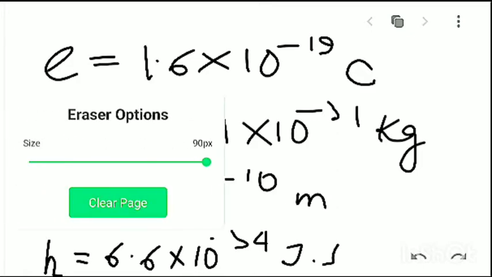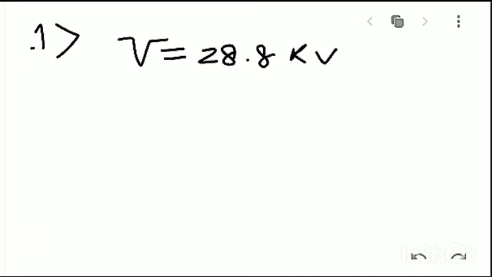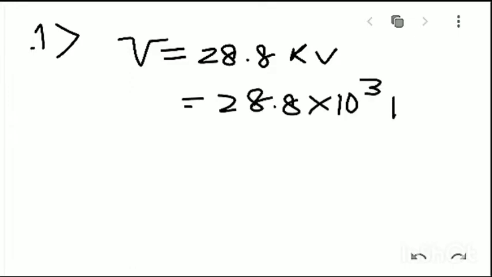Now we will start the first numerical. The first numerical says: if the potential difference applied in a Coolidge tube is 28.8 kV, meaning kilovolt, find out the maximum kinetic energy of the electron and the velocity of the electron. So my potential difference is 28.8 kilovolt. That is 28.8 into 10 to the power 3 volt. Clear? That's the value of V.